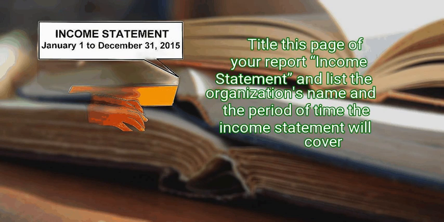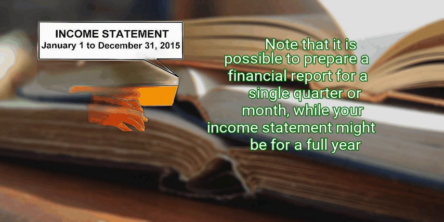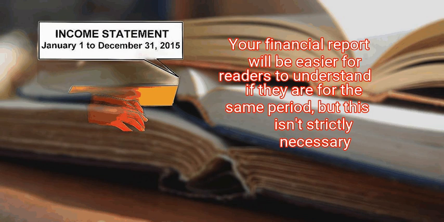Title this page of your report, Income Statement, and list the organization's name and the period of time the income statement will cover. For example, an income statement is often drafted for the period from January 1st to December 31st of a particular year. Note that it is possible to prepare a financial report for a single quarter or month, while your income statement might be for a full year. Your financial report will be easier for readers to understand if they are for the same period. But this isn't strictly necessary.